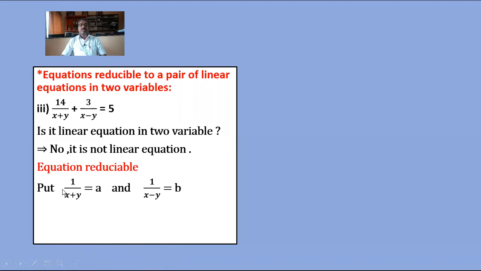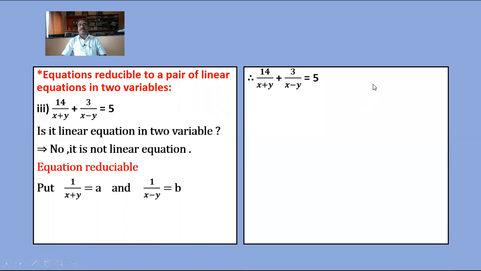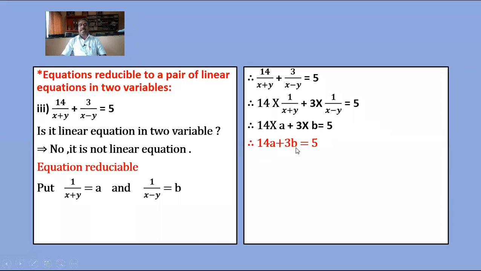Therefore, we have to consider 1 upon x plus y is equal to a and 1 upon x minus y is equal to b. Therefore, this equation we can write as 14 multiply 1 upon x plus y plus 3 multiply 1 upon x minus y is equal to 5. 1 upon x plus y replaced by a and 1 upon x minus y replaced by b. Therefore, 14 multiply a plus 3 multiply b is equal to 5. Then we get 14a plus 3b is equal to 5. This equation is linear equation in two variable. In this way, given equation is reducible to pair of linear equation in two variable.